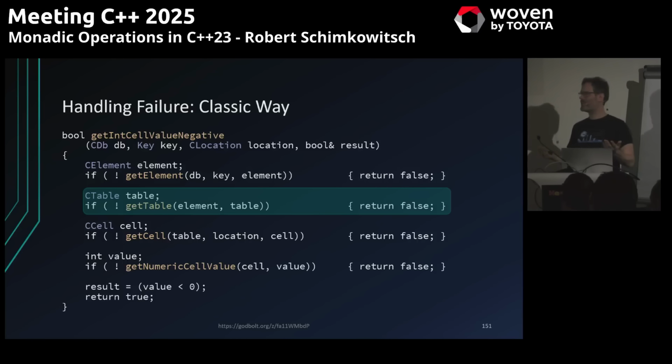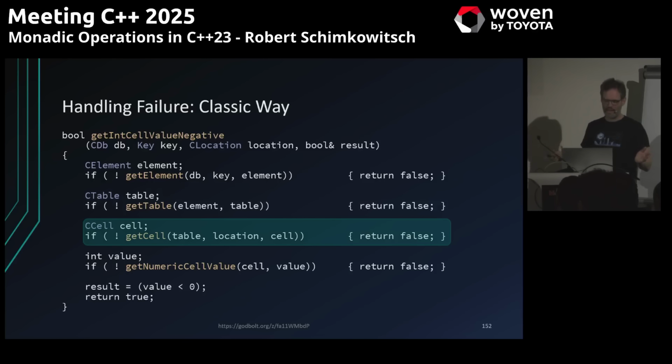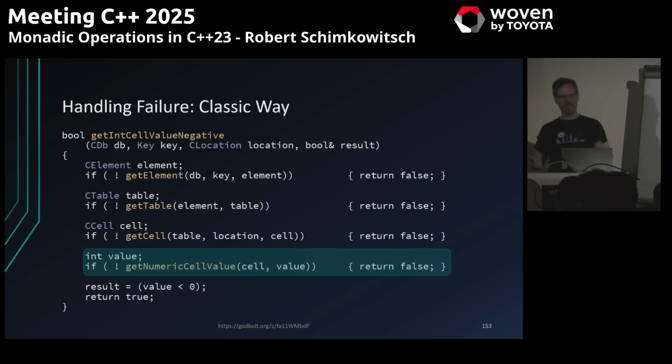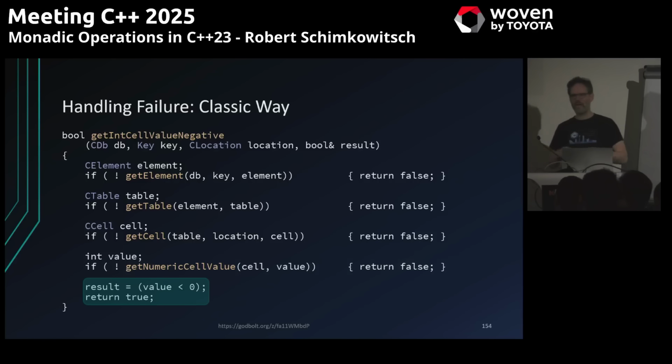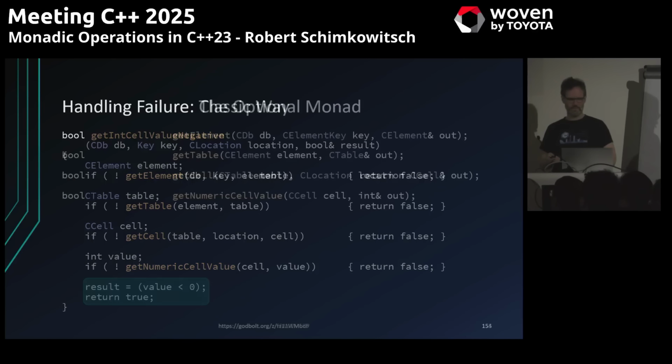Then we do the same with the table, create table on the stack, ask getTable to fill it, only exit on failure. And the same for the cell, and the same for the integer value. And finally, we are in success territory, and we can check if the value is negative and return with success. Now, how would we write this in a more declarative monadic fashion?